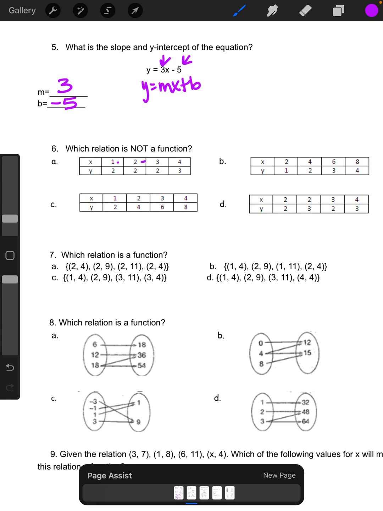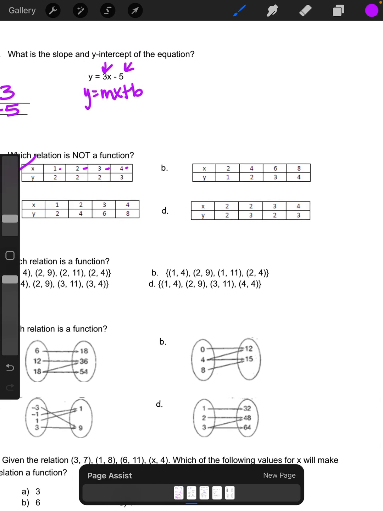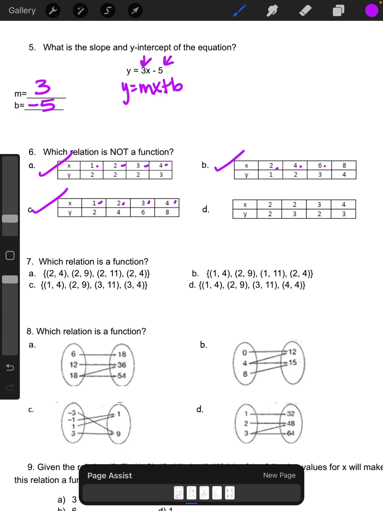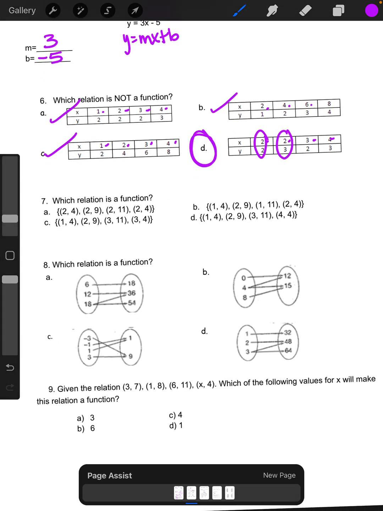So I'm looking right here at A, and I have 1, 2, 3, 4. That one functions just fine, okay? B, I have 2, 4, 6, 8. All right, that one functions just fine. C, I have 1, 2, 3, 4. All right, that one's good. And D, I have 2, 2, 3, 4. So I do need to make sure I check that they're not the same pair. And they are not. 2 is with 2, and 2 is with 3. So 2 cannot be with 2 different numbers, which makes D not a function.